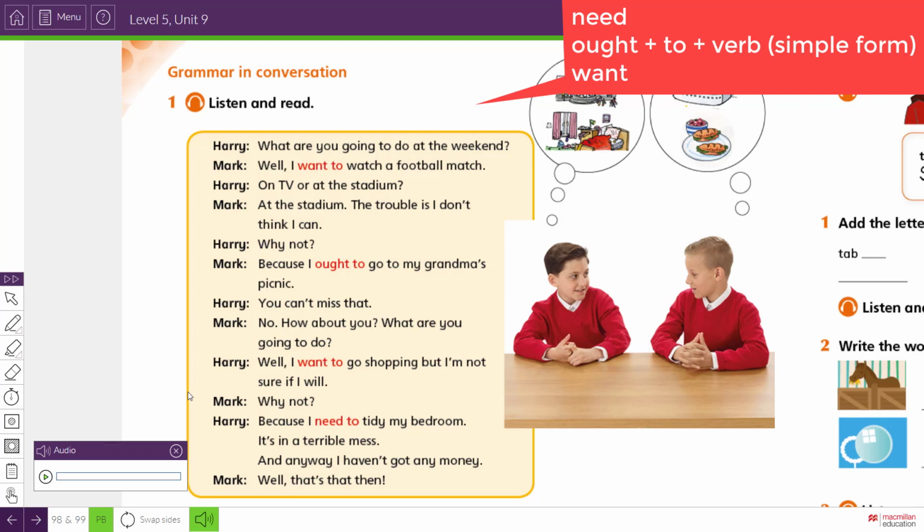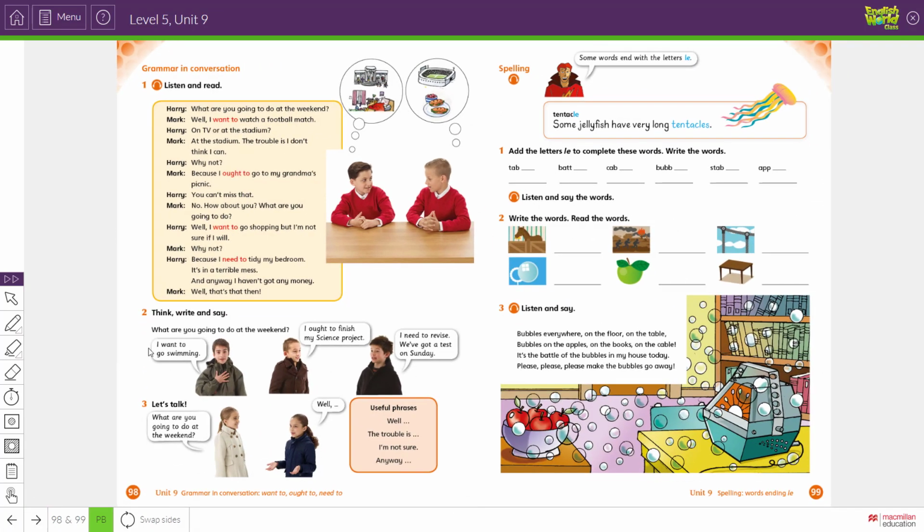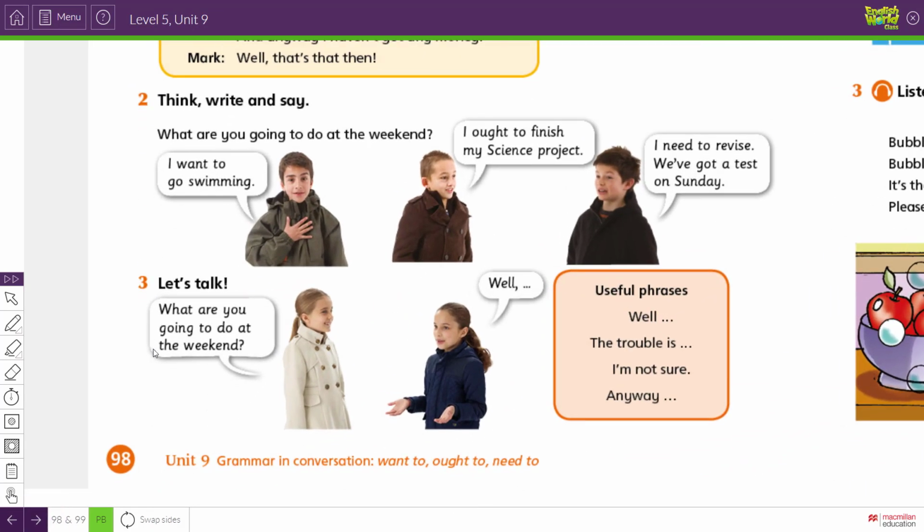Okay, after listening to this conversation, we notice that we use want to, ought to, need to, followed by infinitive. Okay? Let's move to another part, which is think, write, and say.